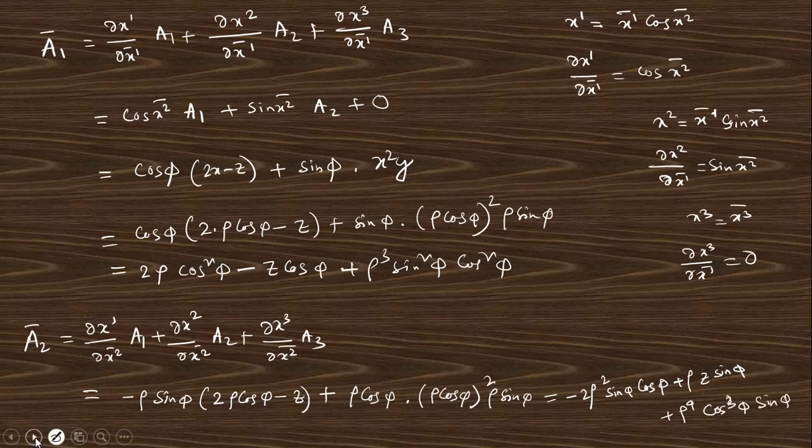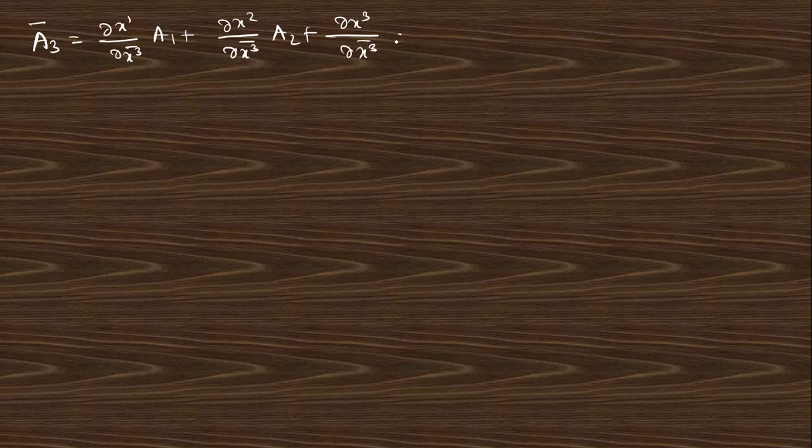Clear? Similarly for a3 bar, this will give you ∂x1/∂x̄3 a1 plus ∂x2/∂x̄3 a2 plus ∂x3/∂x̄3 a3. So this gives you 0, there is no dependency, there is also 0, this gives you 1 a3. So a3 is nothing but yz, rho sin phi into z.